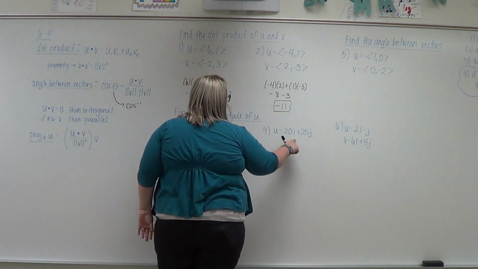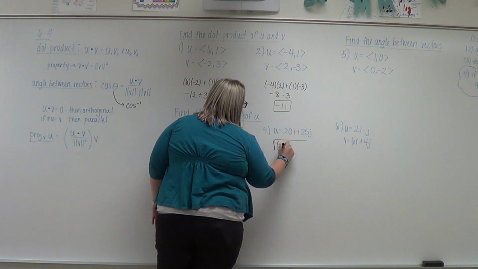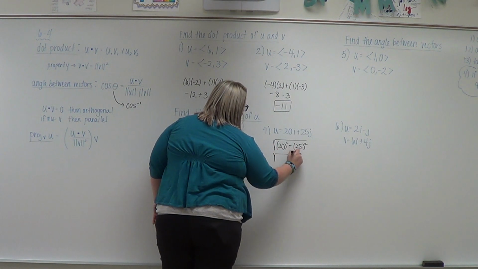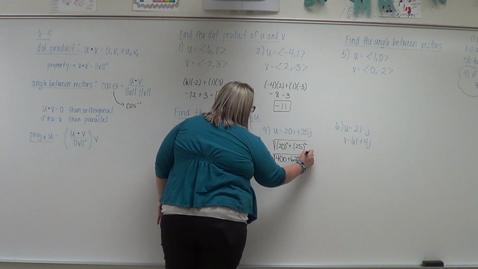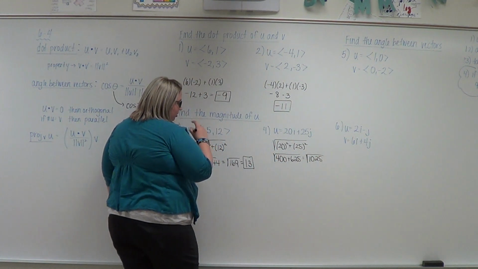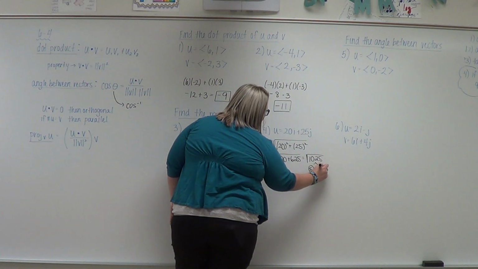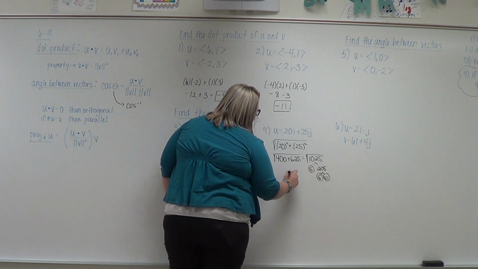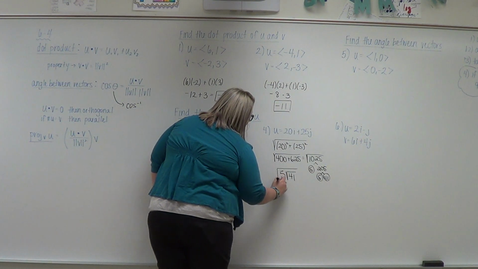Okay, this one is written as a linear combination. When I find the magnitude, it's the same thing. It's just the first number squared plus the second number squared, added together. So the square root of 400 plus 625, the square root of 1025. It's not perfect, so if I break it down, 5, 205, 5 and 41. So my magnitude would be 5 square root of 41.